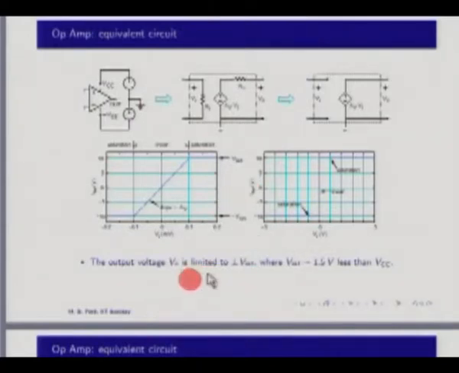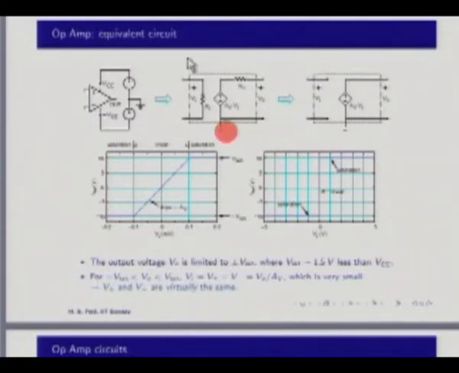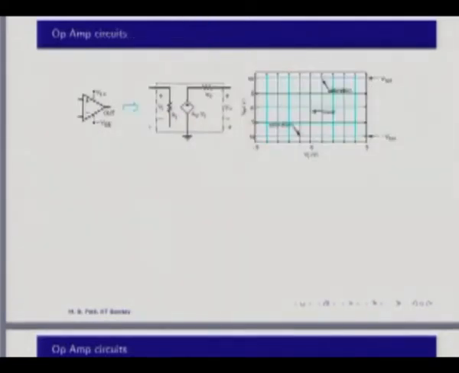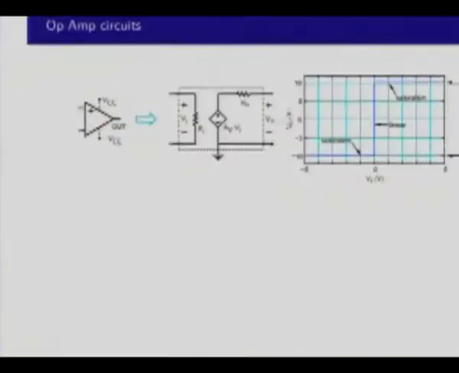The output voltage Vo is limited to plus minus Vsat, where Vsat depends on that very first block that I showed, and it's about 1.5 volts less than VCC. But in this example, we have taken it as just a nice number, 10 volts, but it could be 12 volts, 13 volts, and so on. Okay, let's go to the next slide. Let me expand this again.